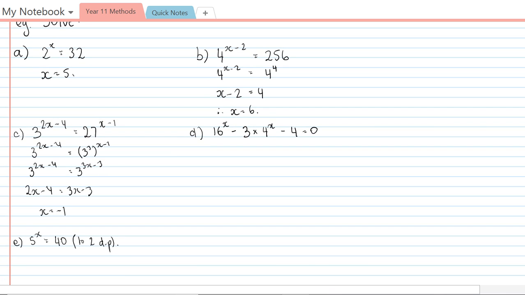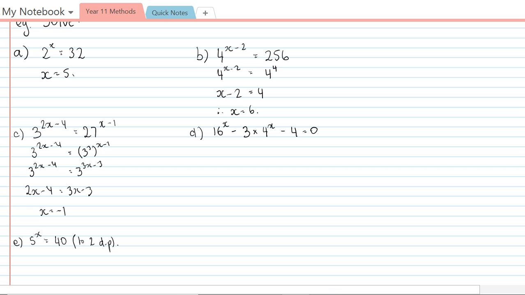Question D is a bit of an interesting one. So this one looks fairly challenging, and what I'll say is it's a fairly common type of problem, particularly in year 12, so it is a fairly advanced sort of problem, but we'll just work through it and we'll see what happens here.